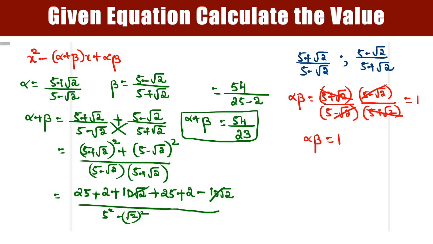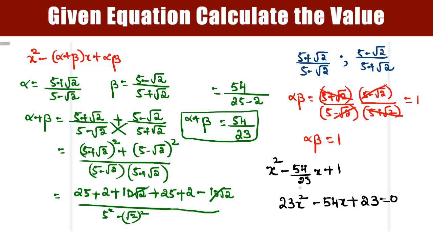Now let's substitute the values of alpha plus beta and alpha beta in the equation. So it is x squared minus 54 by 23 x plus 1. And we know we don't leave this in fraction form. So multiply every term by 23. So it is 23x squared minus 54x plus 23 is equal to 0. So this is the form of the quadratic equation.